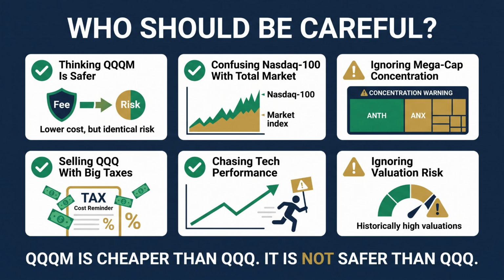If you think the Nasdaq-100 is the same as the total U.S. market, that is also wrong. It is more concentrated. If you are ignoring mega-cap growth exposure, valuation risk, and tech concentration, you may be taking more risk than you realize. And if you are selling QQQ in a taxable account with a big gain just to save a tiny annual fee difference, you need to run the tax math first.